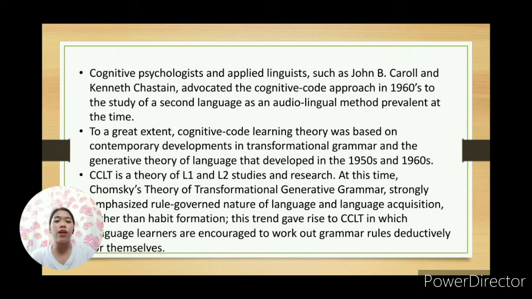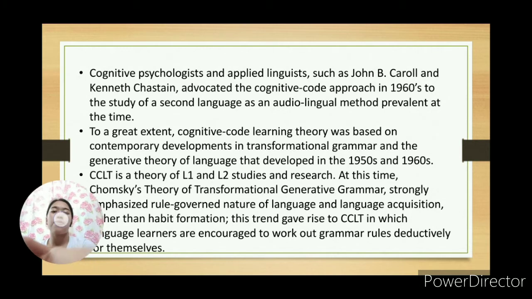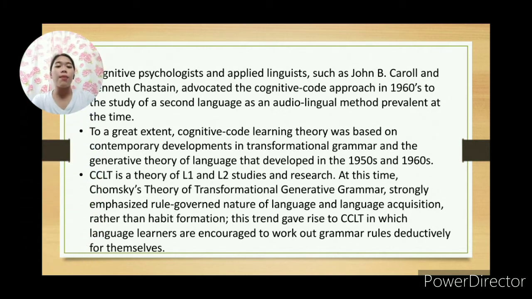CCLT is a theory of language 1 and language 2 studies and research. At this time, Chomsky's theory of transformational generative grammar strongly emphasized rule-governed nature of language and language acquisition. Rather than habit formation, this trend gave rise to CCLT, in which language learners are encouraged to work out grammar rules deductively for themselves.